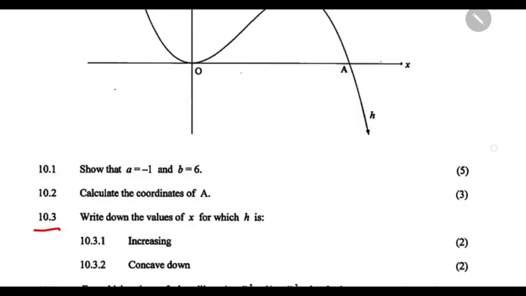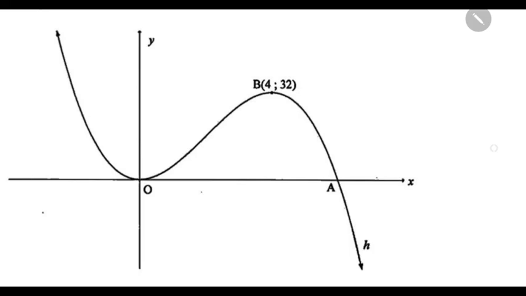Now 10.3, a very interesting question. Write down the values of x for which h is first increasing. So we start from left to right. You can see the function is decreasing, coming down, decreasing until this turning point, then increasing from this turning point, and again decreasing.